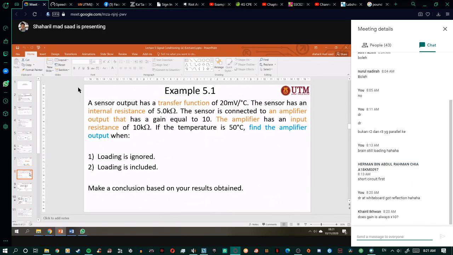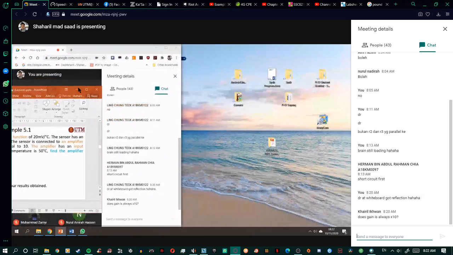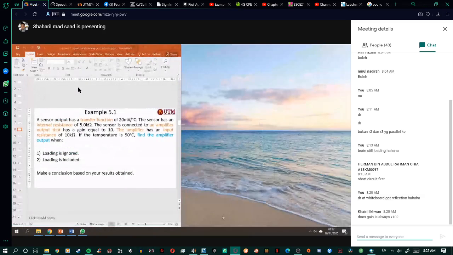The sensor has an internal resistance of 5 kilo ohm. The sensor is connected to an amplifier that has a gain equal to 10. The amplifier has an input resistance of 10 kilo ohm. If the temperature is 50 degree, find the amplifier output when loading is ignored.